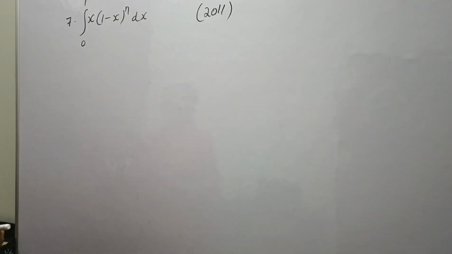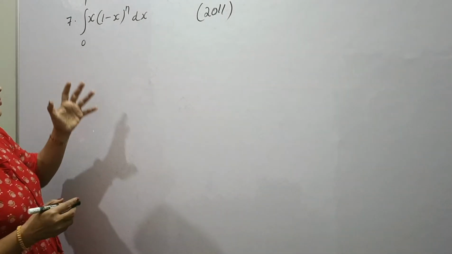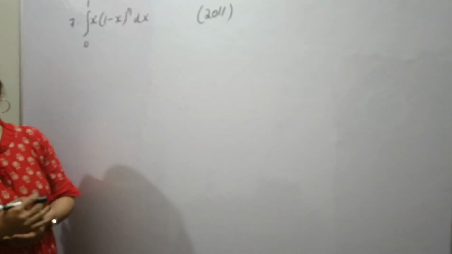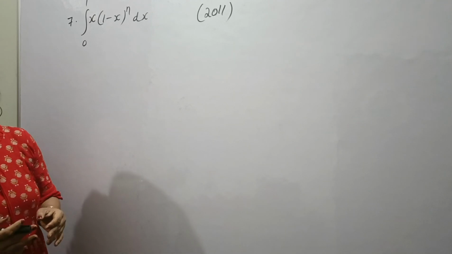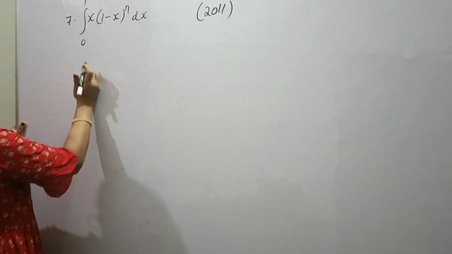Evaluate the integral from 0 to 1 of x into (1 minus x) whole raised to n dx. See, it's in the form of the integral from 0 to a of f of x dx. We will apply the property that the integral from 0 to a of f of x dx is equal to the integral from 0 to a of f of a minus x dx. So let's apply this property.